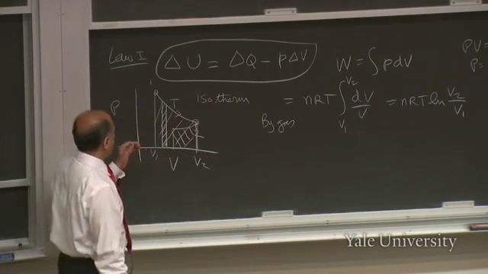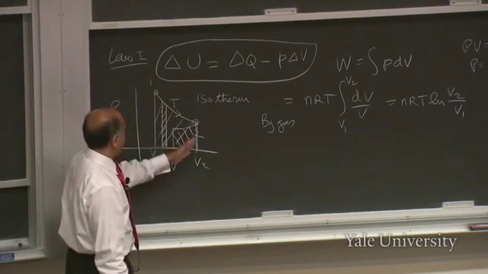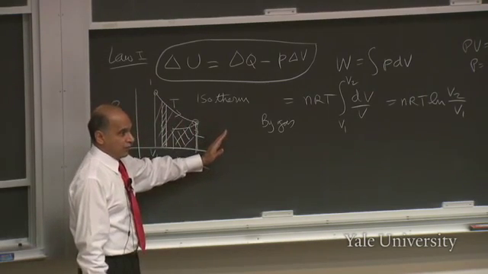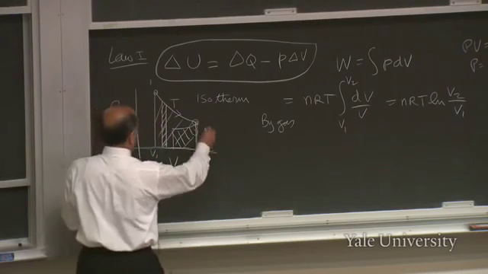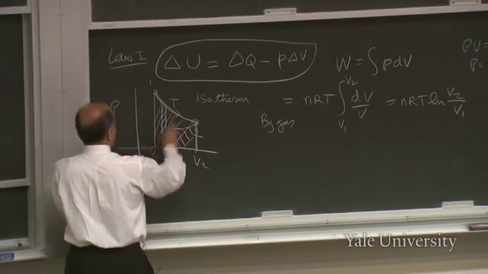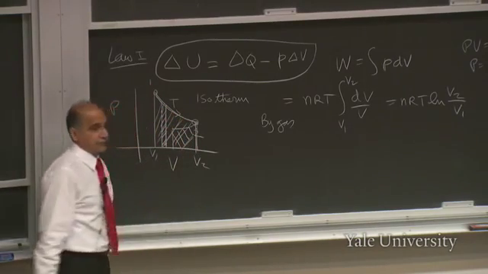But geometrically, the area under the graph in the PV diagram is the work done if you're moving in the direction of increasing volume. If you would decrease the volume, for example, if you just went back from here, the area looks the same, but the work done is considered negative.